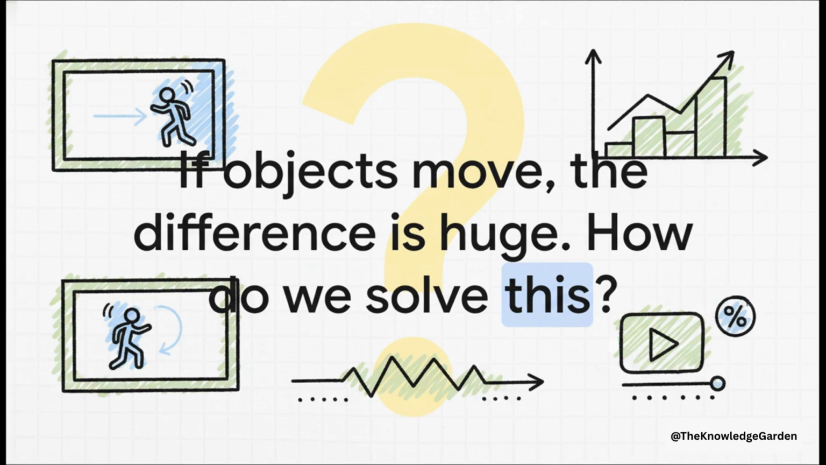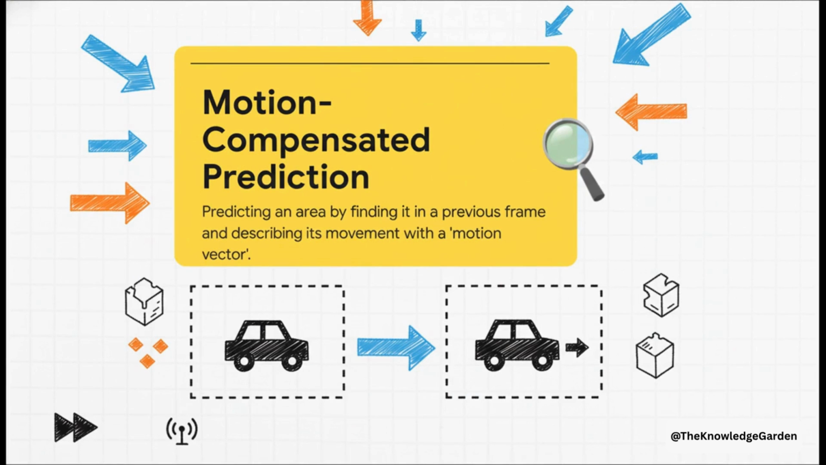That simple difference method is actually super inefficient. So how do you get around that? The solution is absolutely ingenious. It's called Compensated Prediction. Instead of sending all the new pixel data for where the ball moved to, the encoder just finds the ball in the previous frame and sends a tiny instruction, a motion vector, that basically says, hey, take that block of pixels and just move it 5 spots to the right. It's so much more efficient because you're describing what happened instead of sending a whole new picture.